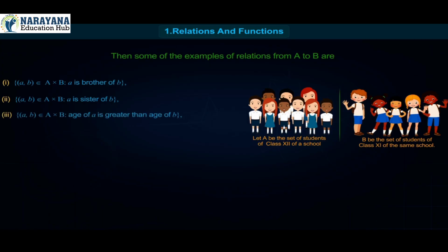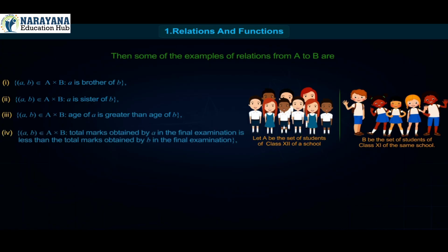Number 3, the set of ordered pairs (a, b) belonging to A × B such that the age of a is greater than the age of b. Number 4, the set of ordered pairs (a, b) belonging to A × B such that the total marks obtained by a in the final examination is less than the total marks obtained by b in the final examination. Number 5, the set of ordered pairs (a, b) belonging to A × B such that a lives in the same locality as b.